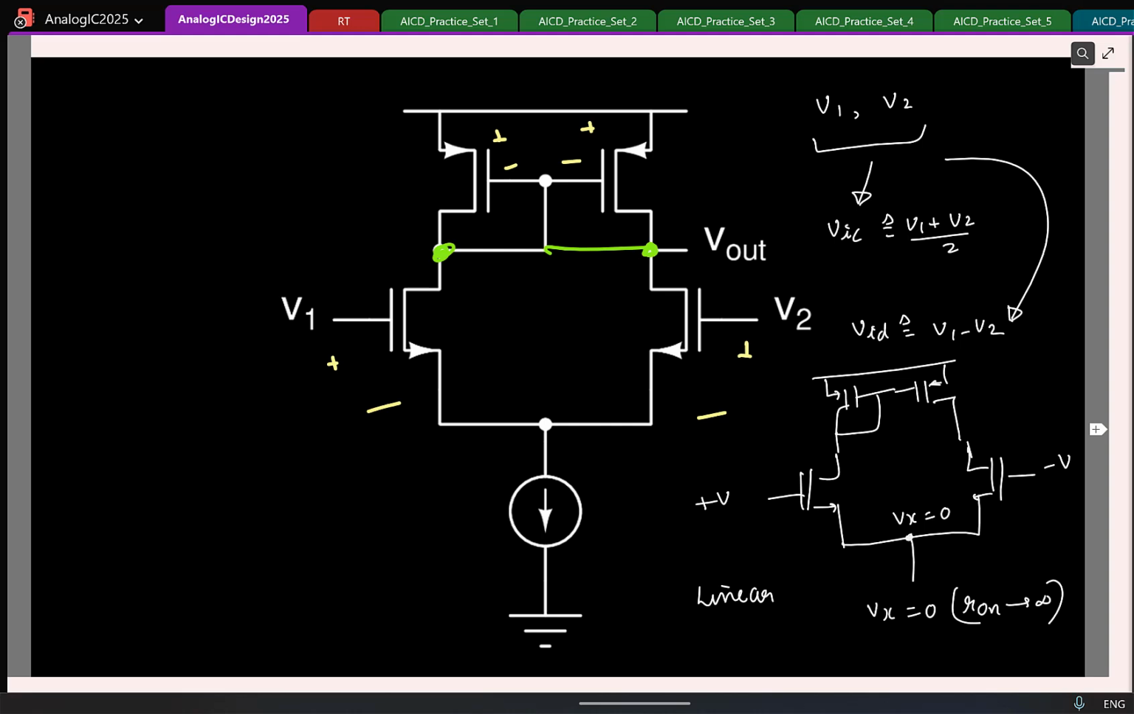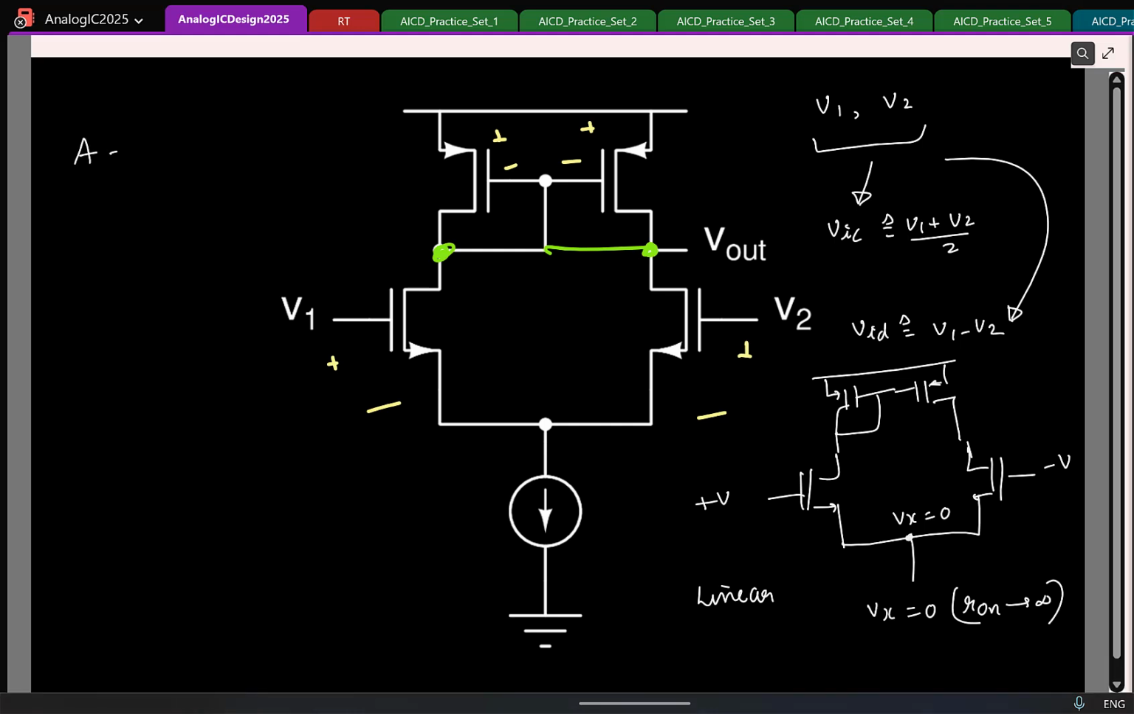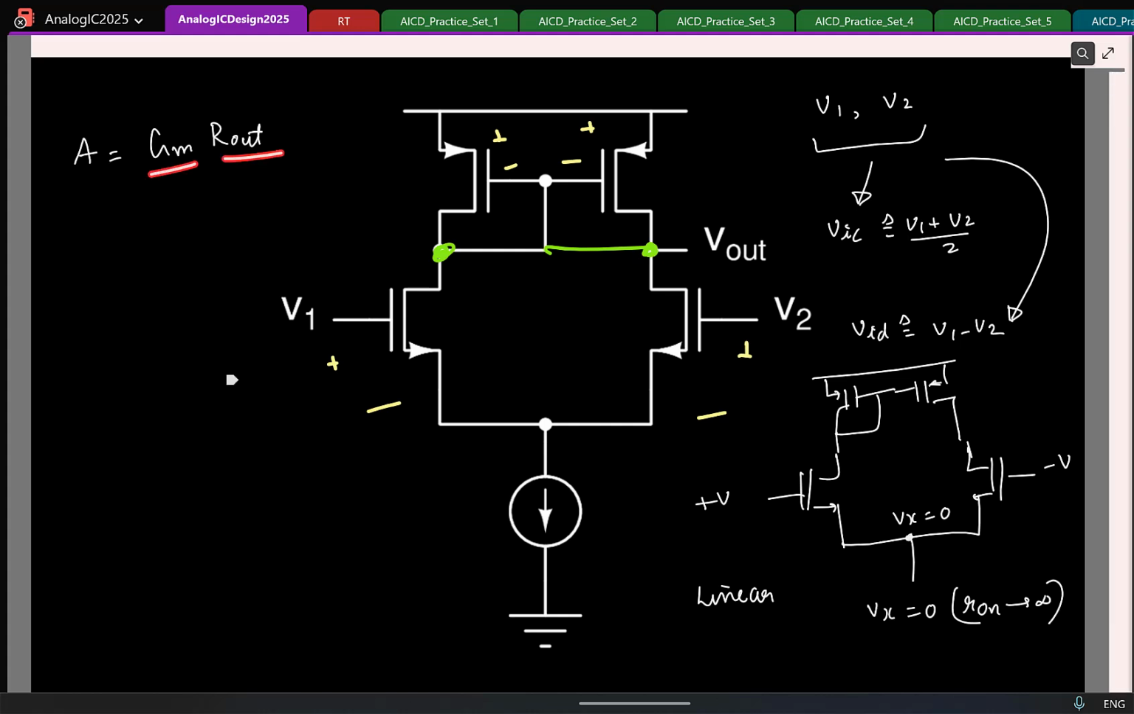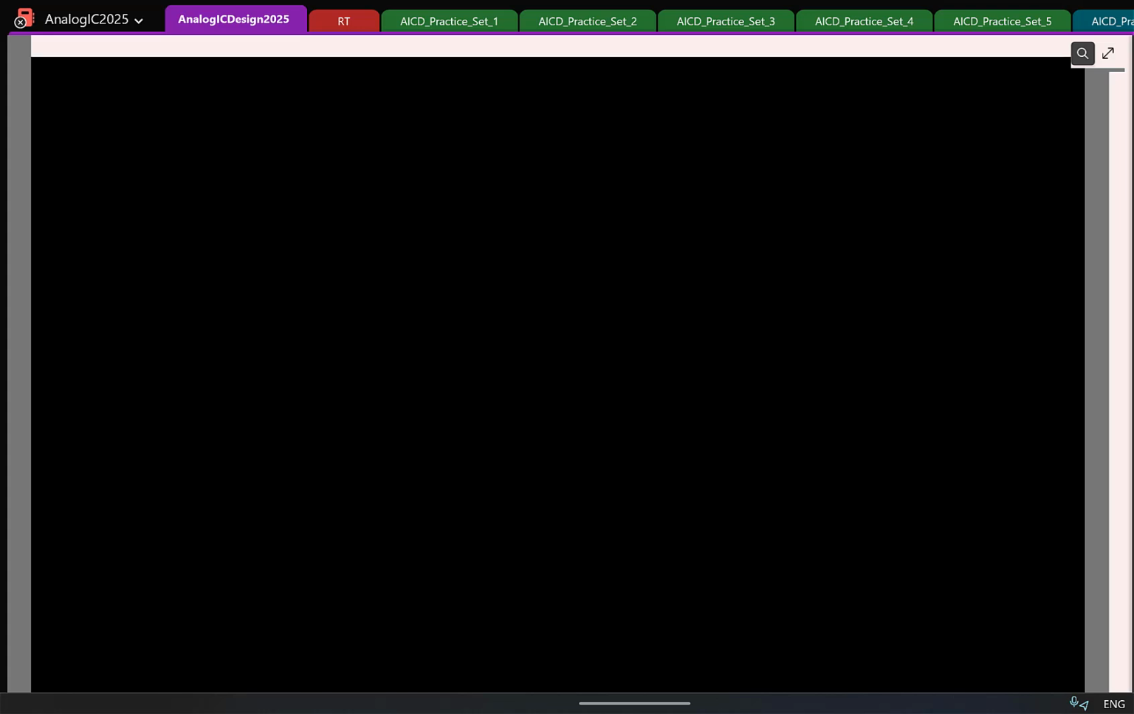So here, to increase the gain, what did we do? Okay, here the gain you can find as Gm times Rout. Now to increase the gain, what did we do? Did we increase Gm or Rout? So what was the first thing we did? We put a cascode.